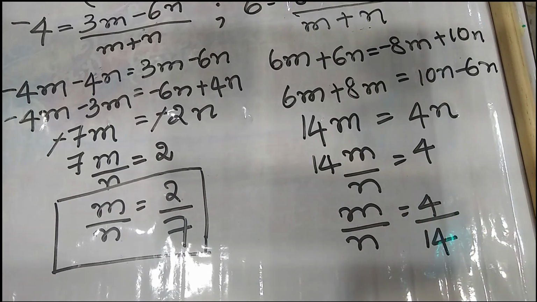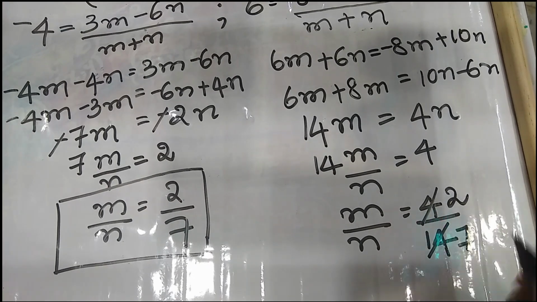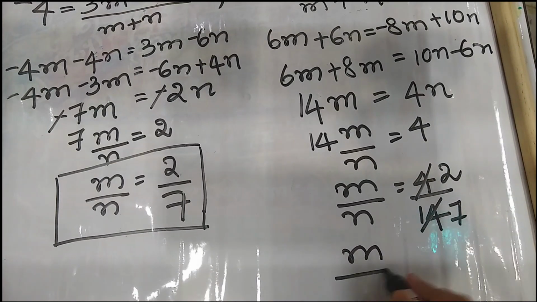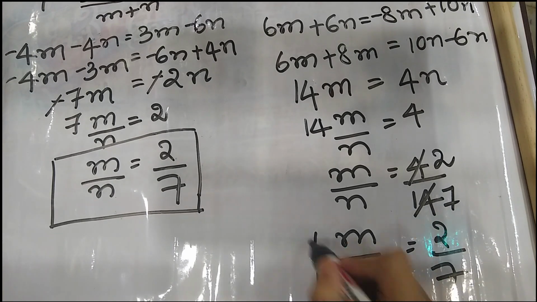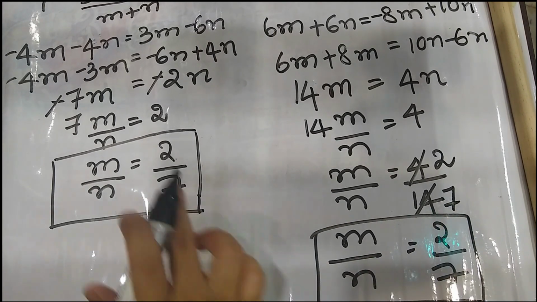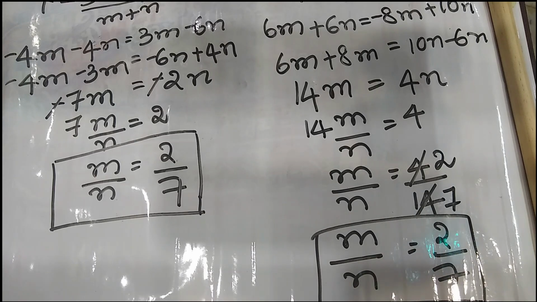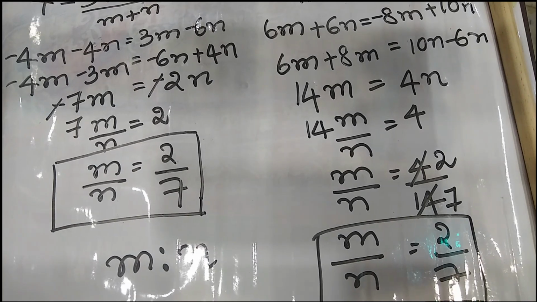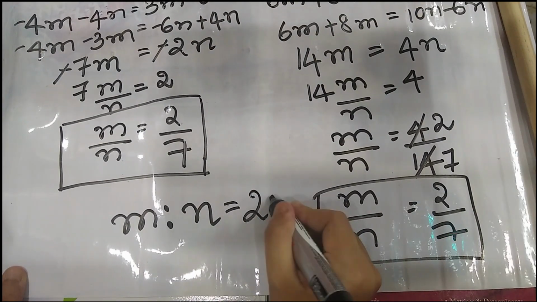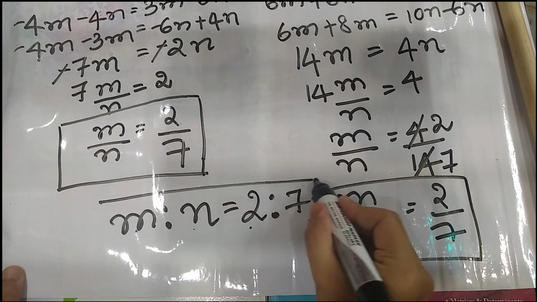Now if you observe this 4 divided by 14, does it have a common multiple? Yes, it can be divided by 2, right? So the 2's are 4 and 2 7's are 14. So if you observe here, m by n, you get that as 2 by 7. So the ratio here is the same, right? For x, according to the x coordinate formula, we got m by n ratio as 2 by 7, and here it is also 2 by 7. So your m is to n will be equal to 2 is to 7, which means your m is 2 and your n is 7. So this is your answer.